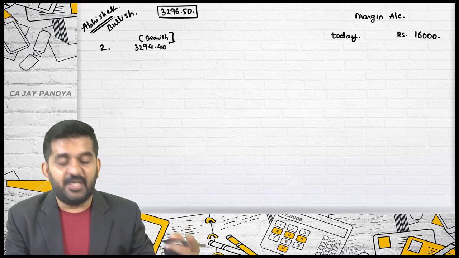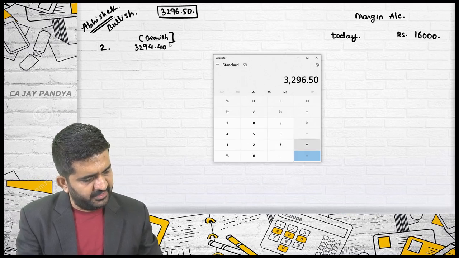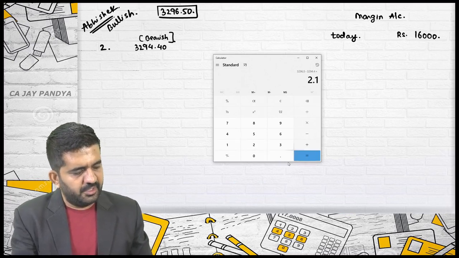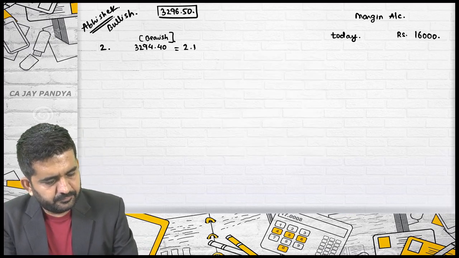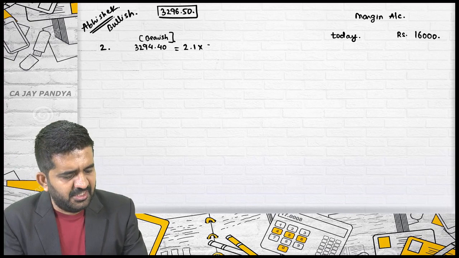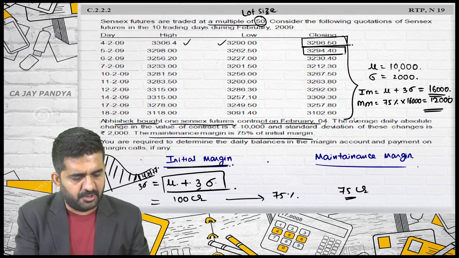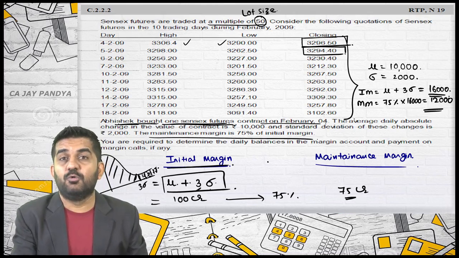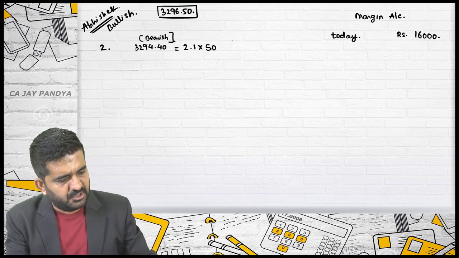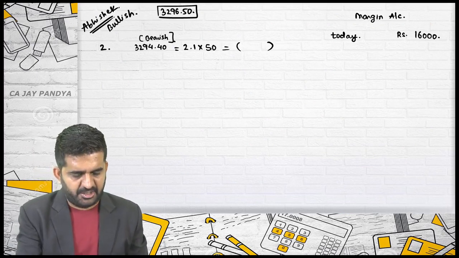I will be losing the money. How much money will I lose? The difference. 3296.50 minus 3294.40. It is 2.1. Is it all right? I will be losing because the market is bearish. I am bullish. Is it all right? Multiplied by, I need to take minimum one lot. Is it all right? And it is written that I have purchased one lot. Bought one Sensex future. One Sensex future is one lot of Sensex future, which is in multiple of 50. Is it all right? So into 50, this will be my loss, because the market is bearish.